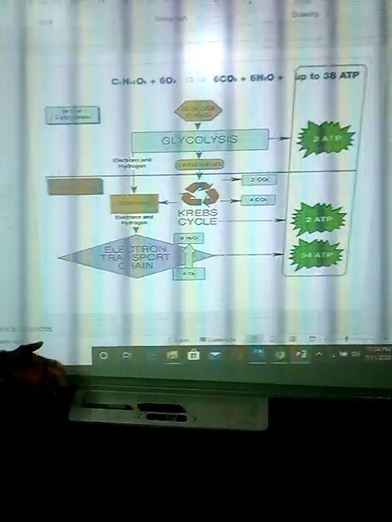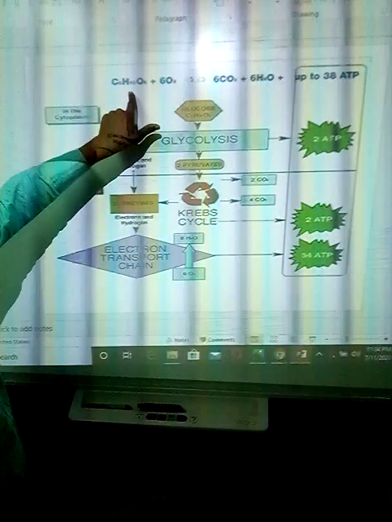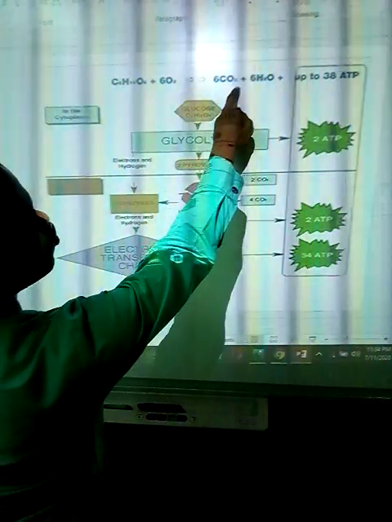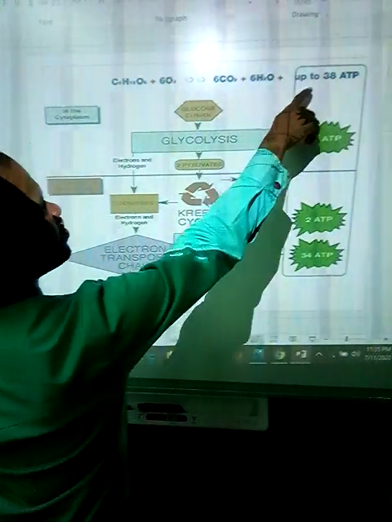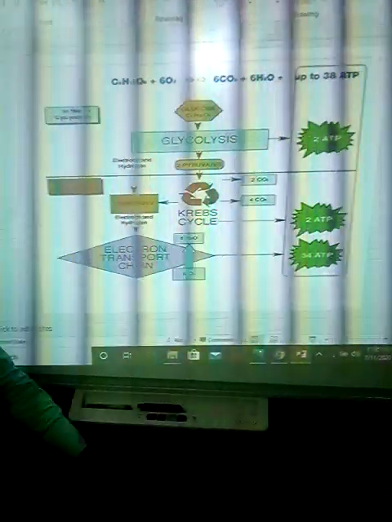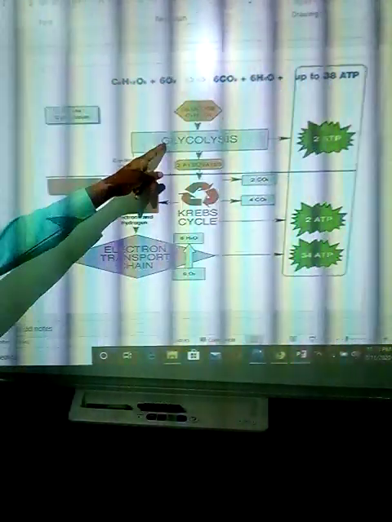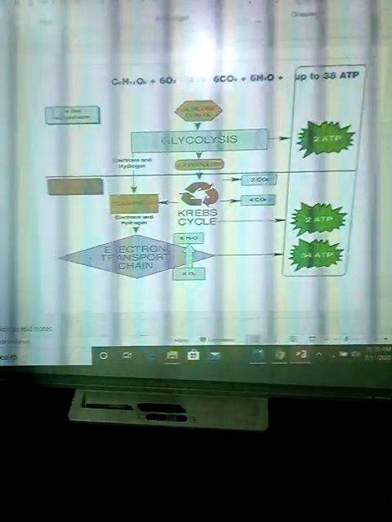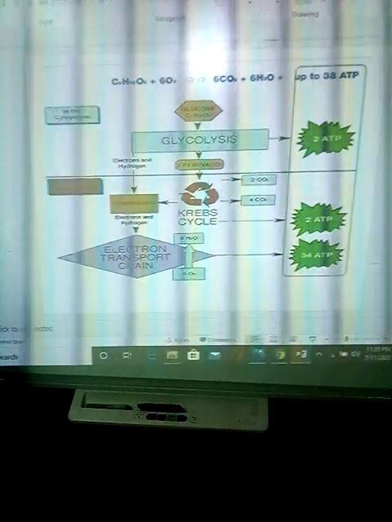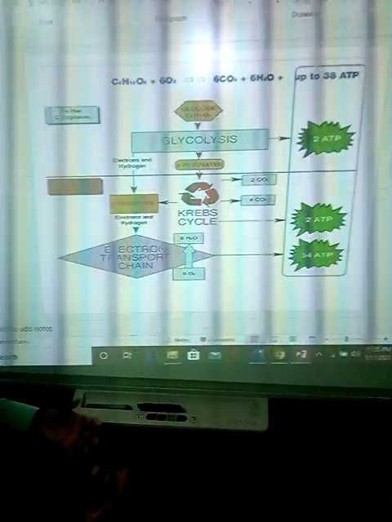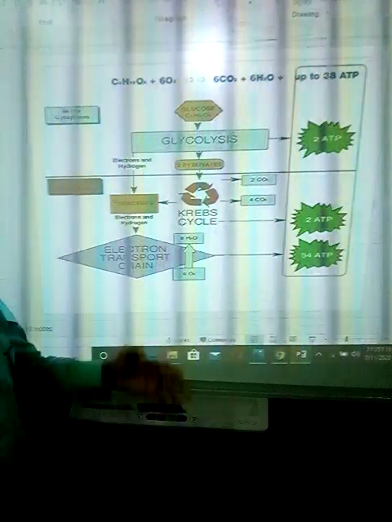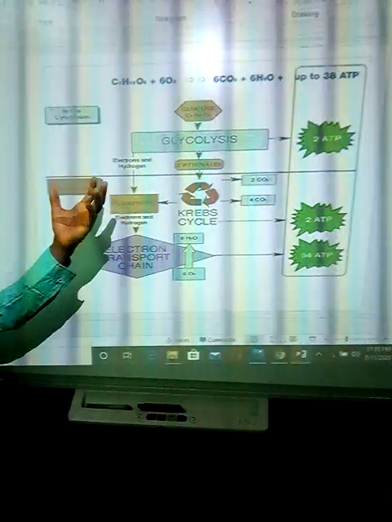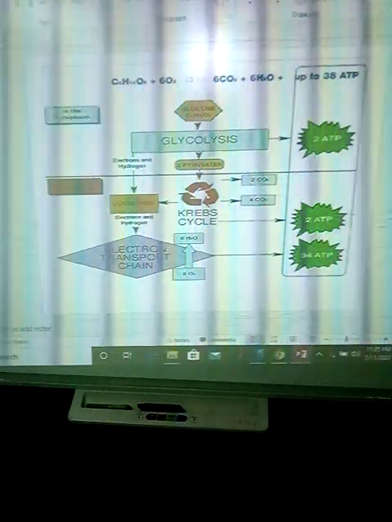Now, this equation: C6H12O6 plus 6O2 gives 6CO2 plus 6H2O plus 38 ATP. This is a summarized equation. It goes through 10 different stages, catalyzed by about 9 different enzymes at each stage. We shall take it bit by bit.